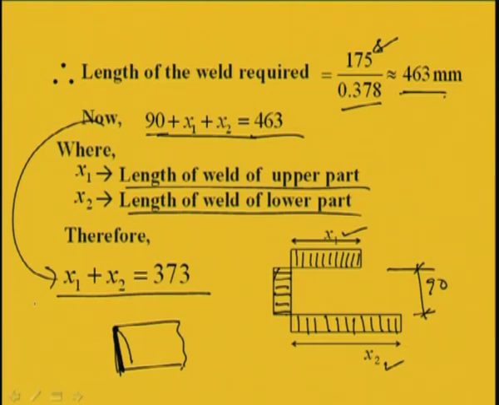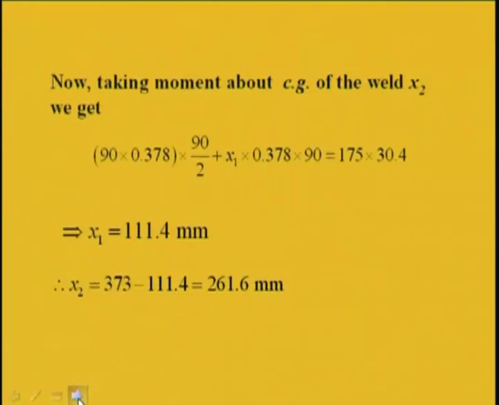Now, as I have told, x1 and x2 will not be the same, because they have to be made in such a way that the CG of the weld passes through the CG of the section. Suppose the CG of the section is here. We know the CG of this section, so we have to find out accordingly, and the distribution has to be made accordingly. So what we will do is take moment about the CG of weld x2.